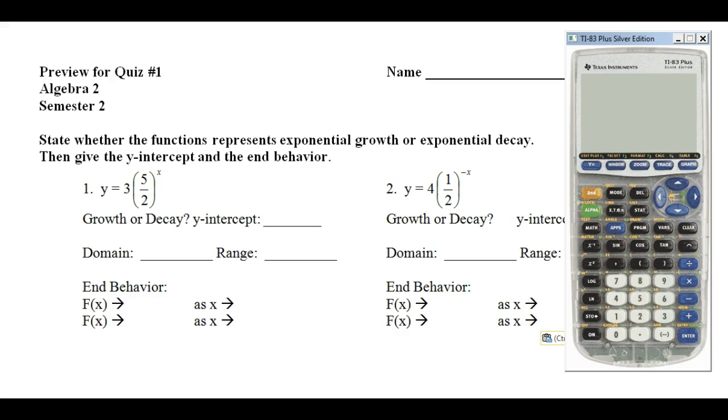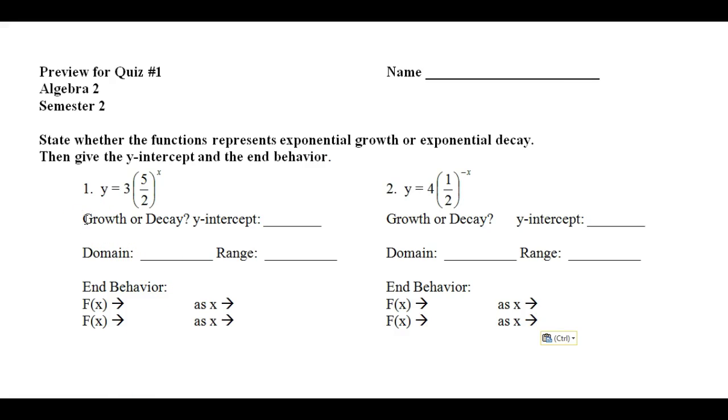All right, we're going to state whether these functions are going to be growth or decay. Then we're going to give the y-intercept and we're going to do the end behavior. We can do all this in the calculator with a little bit of our brain here. So for instance here, which one's it going to be, growth or decay? Be careful, remember, we're looking at our b value. Our b value, even though it looks like a fraction, if I punch it into the calculator, would be 2.5 if you hit 5 divided by 2. So this one is going to be growth.